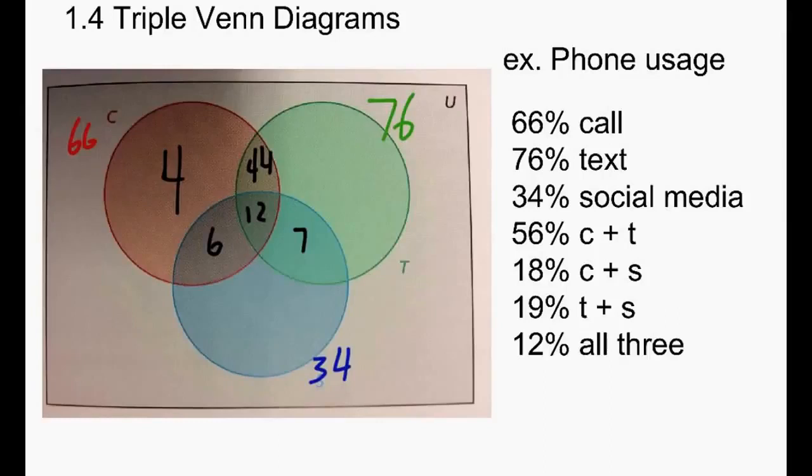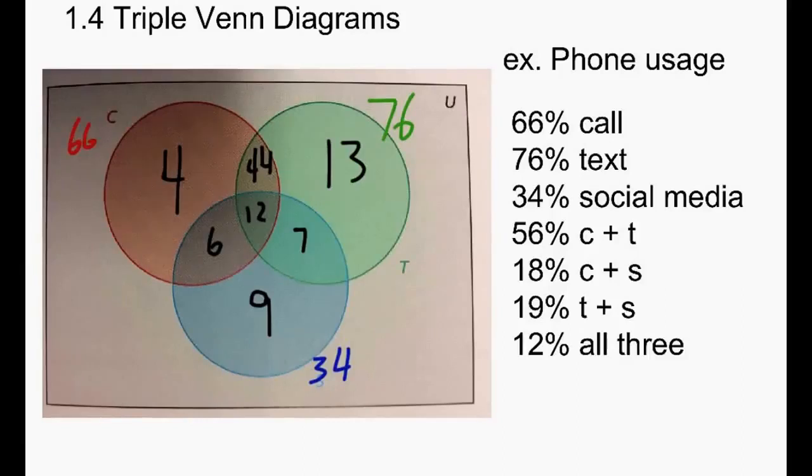And then do the same thing for the other one. 76 minus 44 minus 12 minus 7 would give us 13. So 13 use it for texting only. And the same thing on the bottom. Do 34 minus 7 minus 12 minus 6 gives us 9. So we have 9 people do social media only. And that's it. So we've got our total, all of our circles figured out.